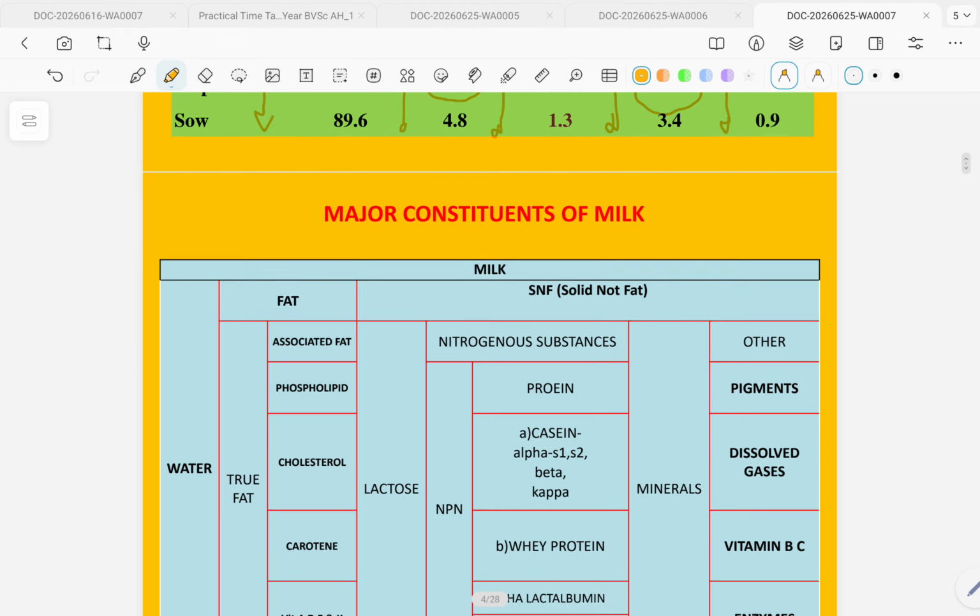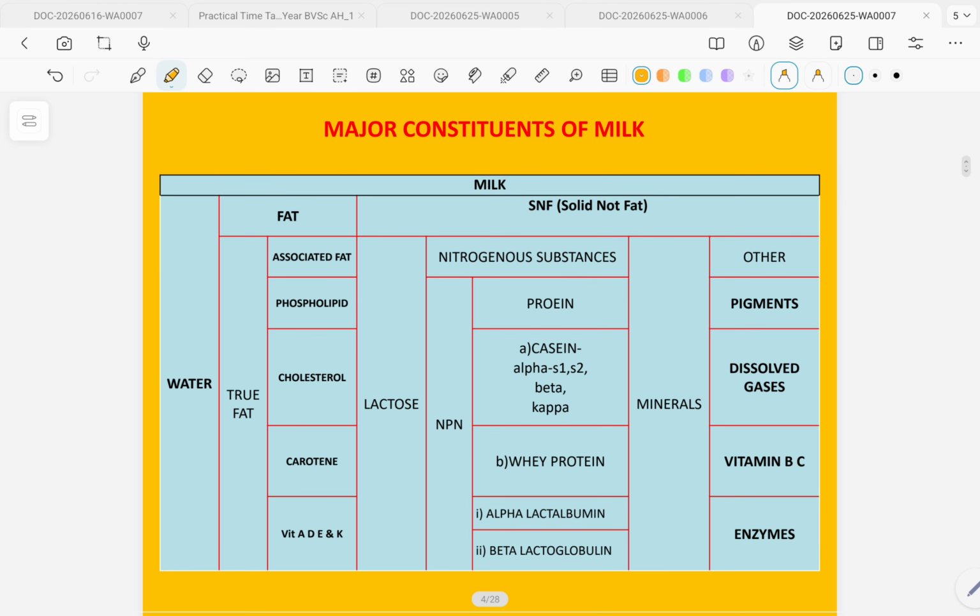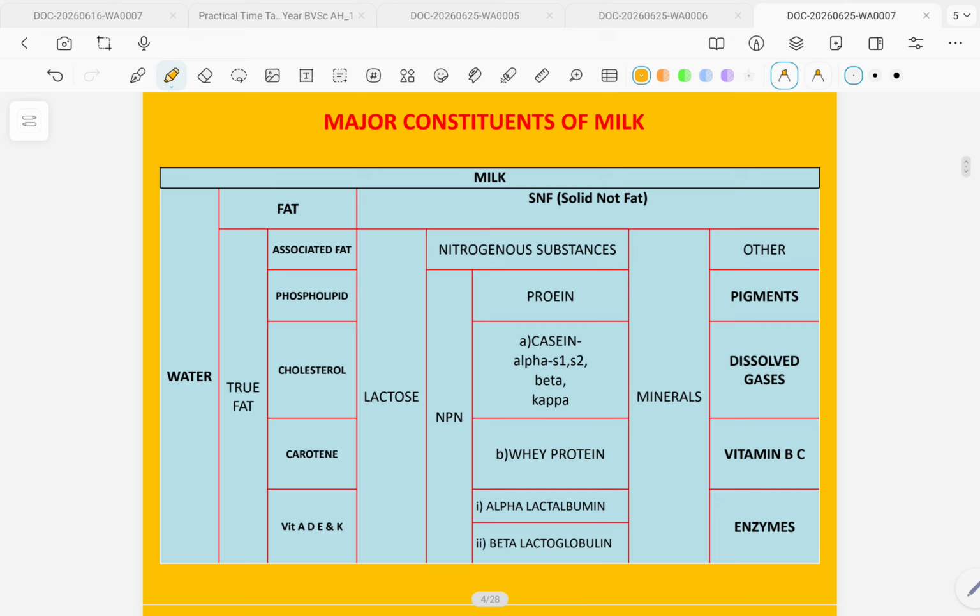Major constituents of milk. Milk fat: true fat, associated fat, phospholipid, cholesterol, carotene, vitamins A, D, E, K. SNF, solids not fat: lactose, nitrogenous substances, protein, NPN, casein (alpha S1, S2, beta, kappa), whey protein (alpha lactalbumin, beta lactoglobulin), minerals, other pigments, dissolved gases, vitamins B, C, and enzymes.